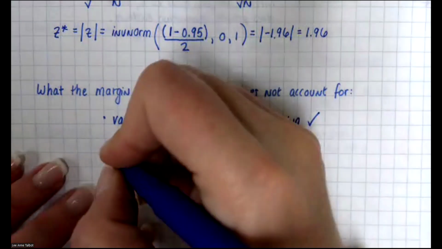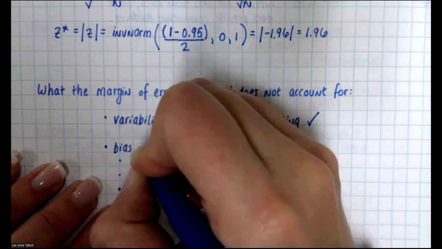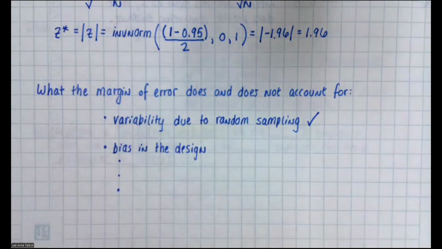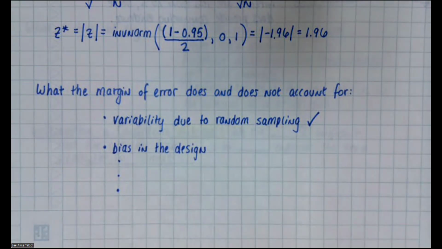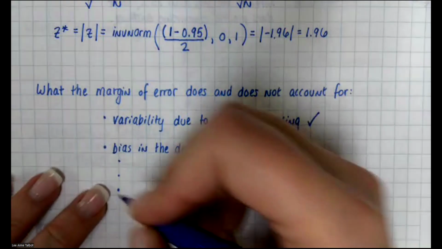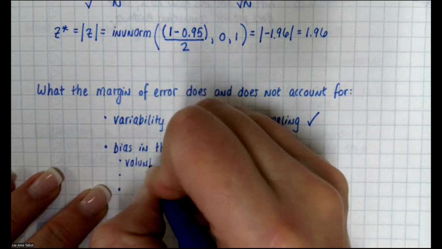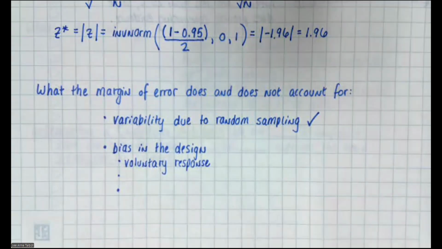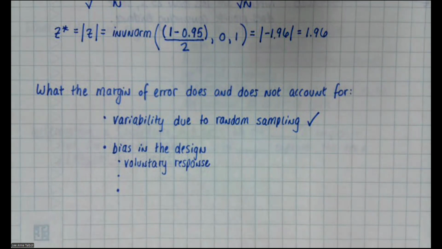Okay, what does it not account for? Bias in the design of your study. If your study is bad and you have bad questions or a bad method, it's not going to fix that for you. What types of things should you be on the lookout for? Voluntary response. You can't say, oh, it's fine because I'm including a margin of error, but it's a voluntary response sample. It doesn't fix that for you.